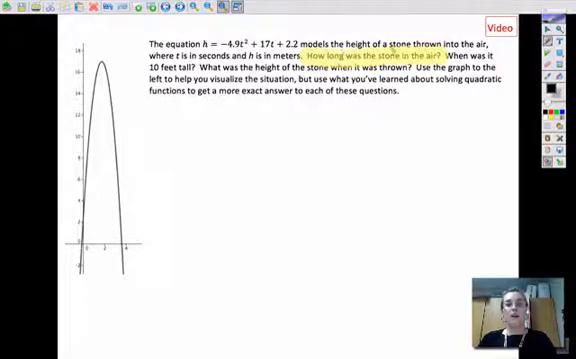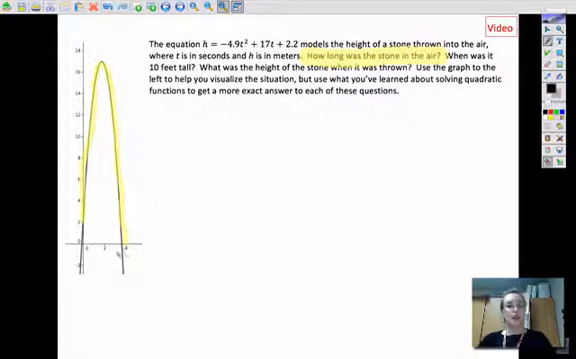So I want to know what t equals. I want to know the time that it was in the air. So I want to think about the part of the parabola that goes from here to here. I want to think about what that amount of time is.